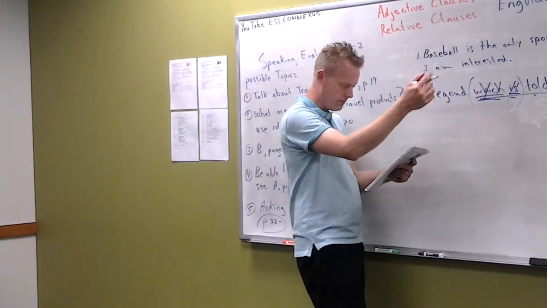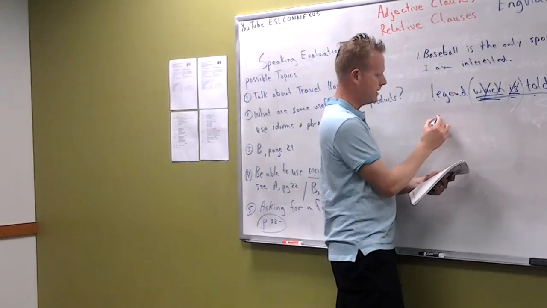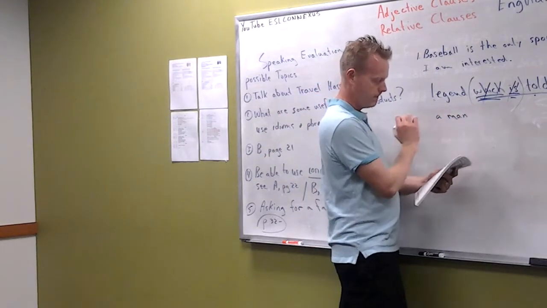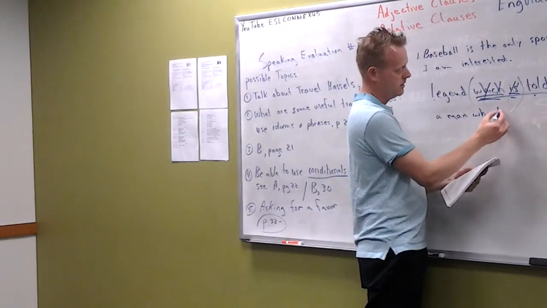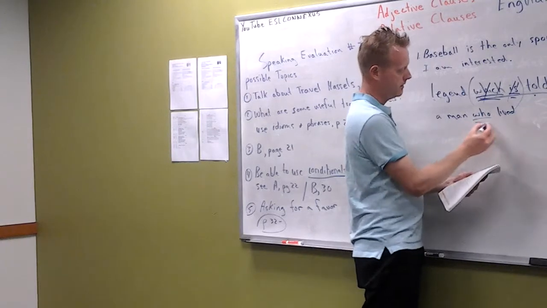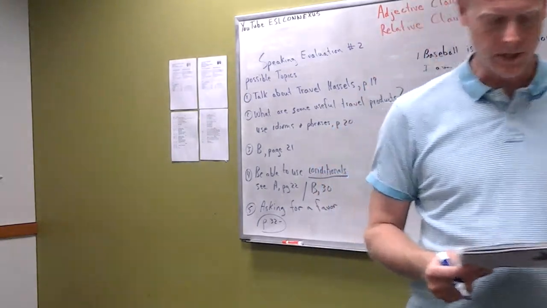Okay? And then the second mistake, what's the second mistake? A man. You need to put who lived. Okay? Go ahead, Shayna.